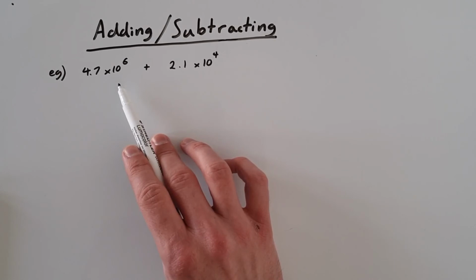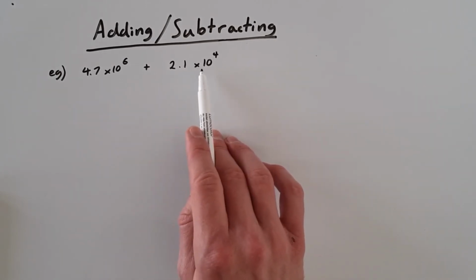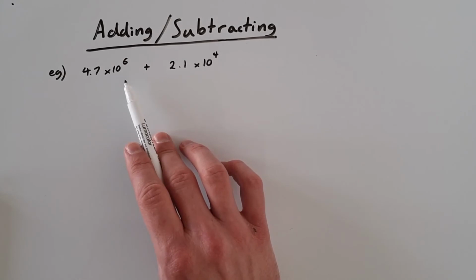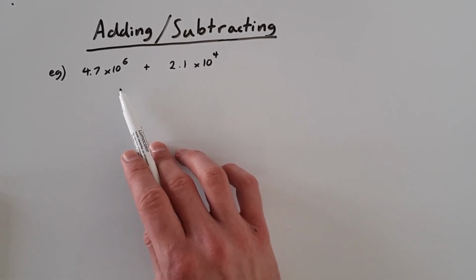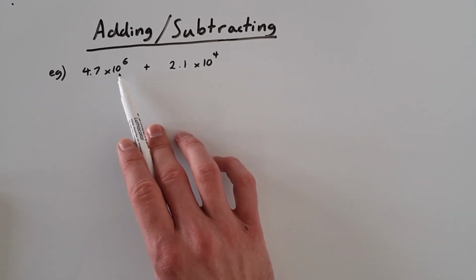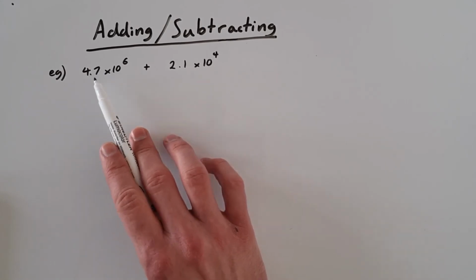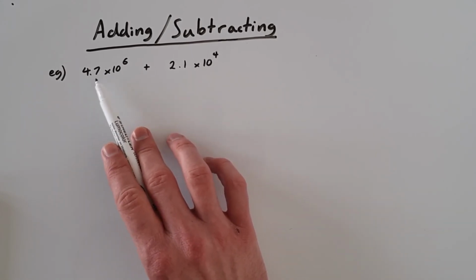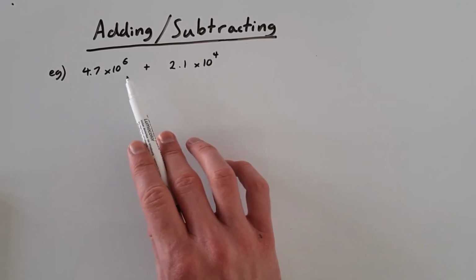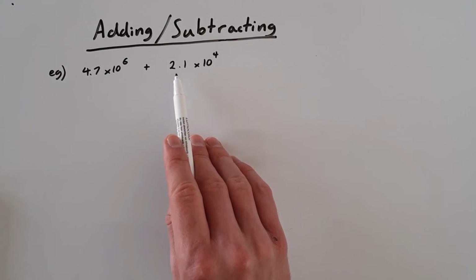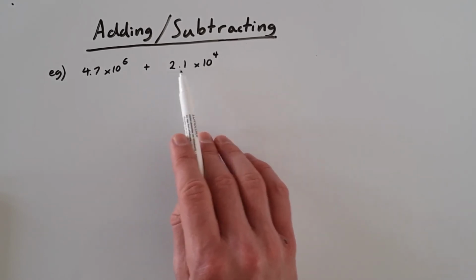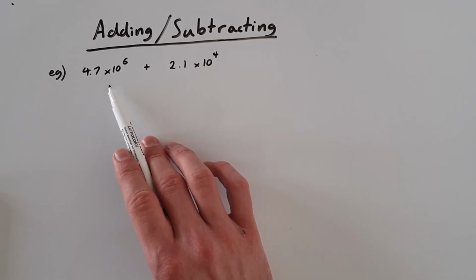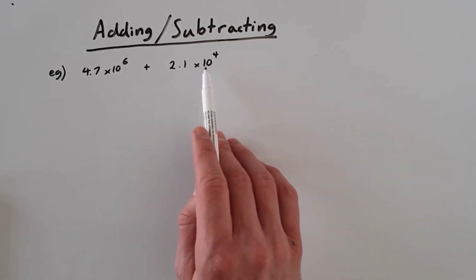So what we want to do is convert one of these so it's the same power as the other. It doesn't matter which one you convert. You can do whichever one is easiest for you. In my example, I am going to convert this one into a 10 to the power of 4, because this number will get bigger, so it'll be 470 or maybe one above, as opposed to this one getting smaller, being 0.00 something.